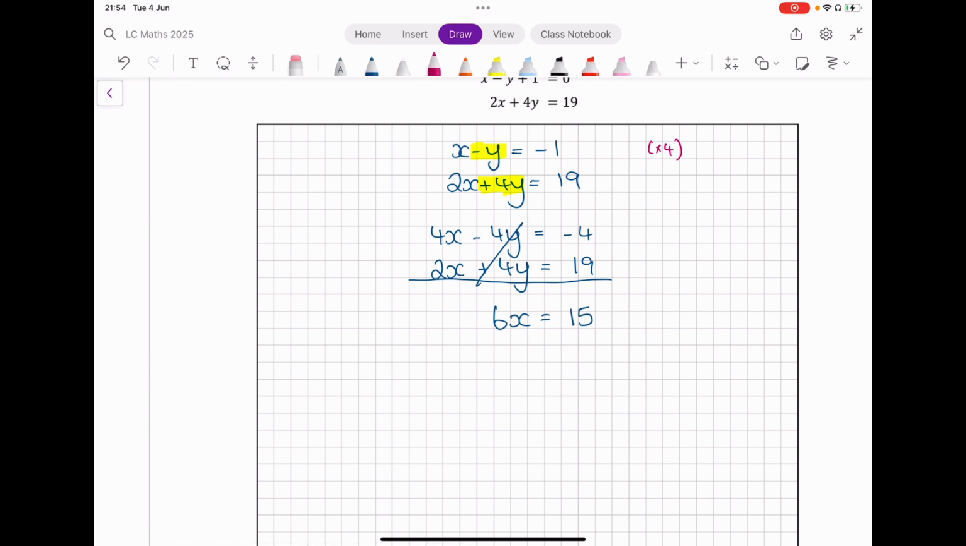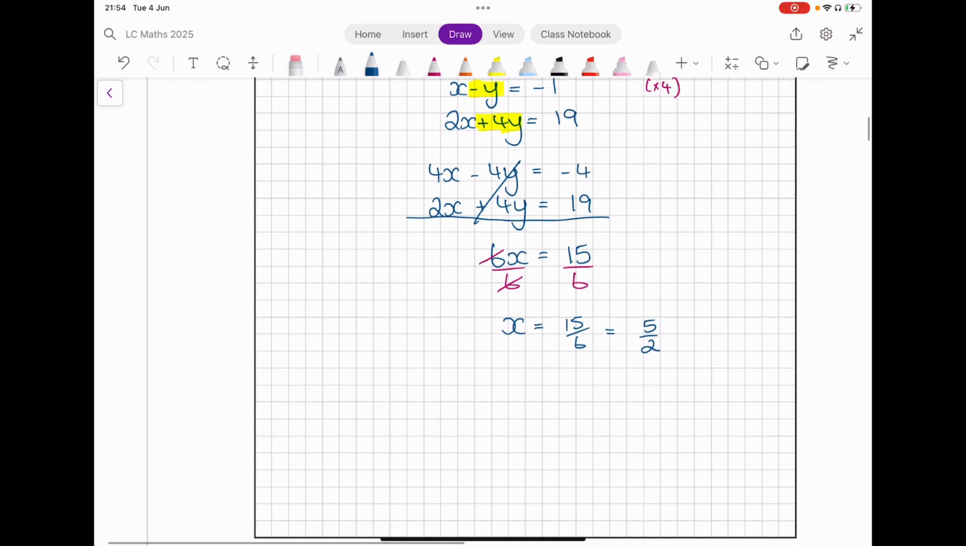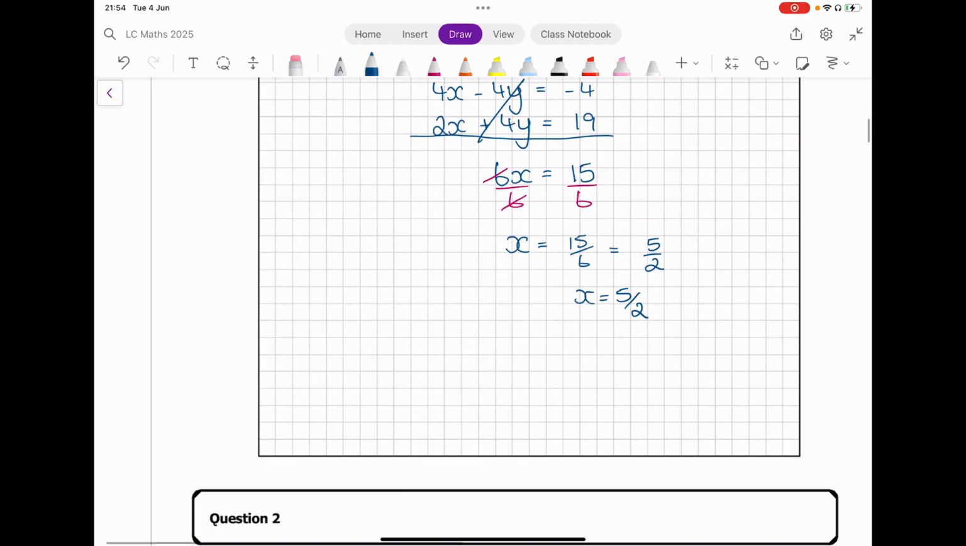So I'm going to divide both sides now by the number in front of the x, which is 6. And 6 divided by 6 just gives me that 1x that I'm looking for. And that is equal to 15 over 6, or I could simplify that down into 5 over 2. Okay, so now I have my x. x is equal to 5 over 2. Now I need to go and find my y.